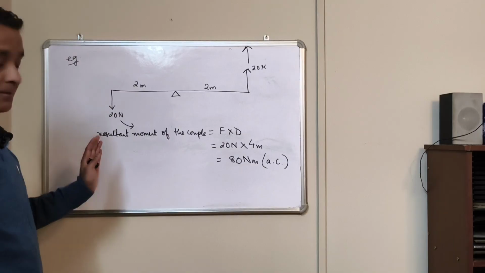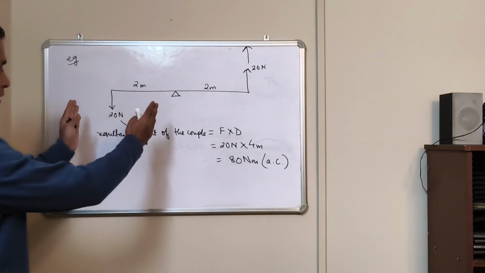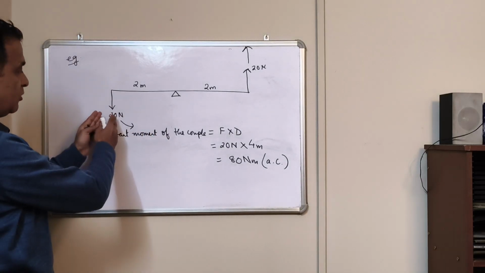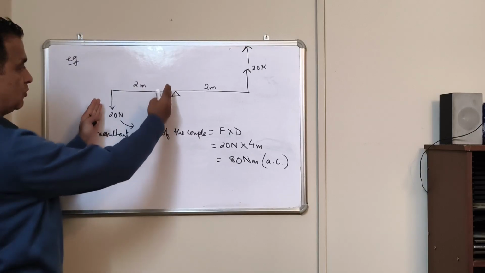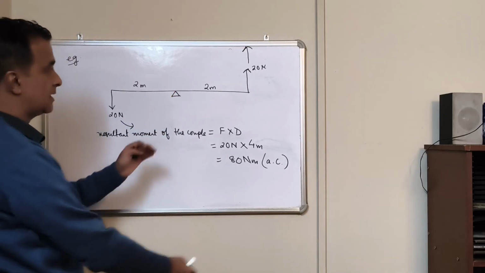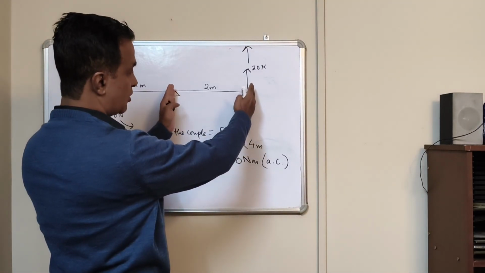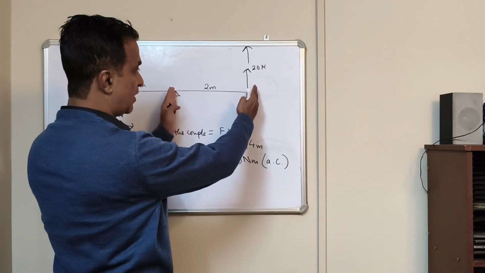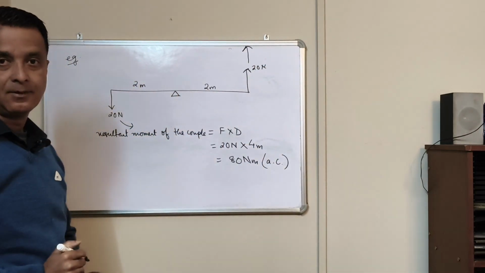If you were to break this sum, it would have taken a longer time. So the moment due to this force would have been 20 into 2, 40 Newton meter anti-clockwise. Moment due to this force would also have been 40 Newton meter anti-clockwise. So total becomes 80.